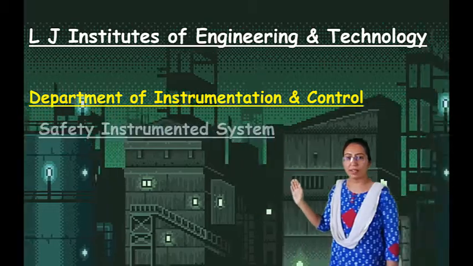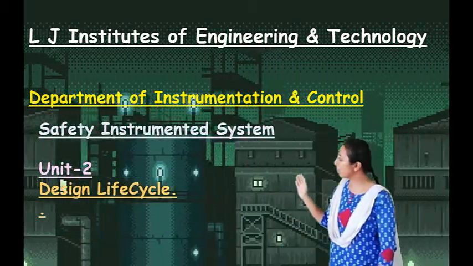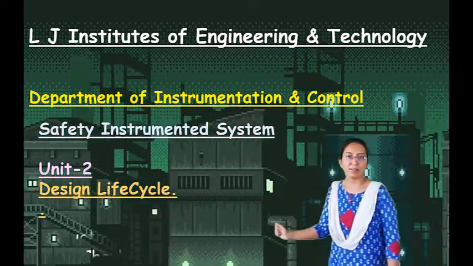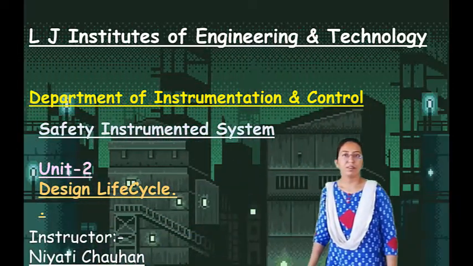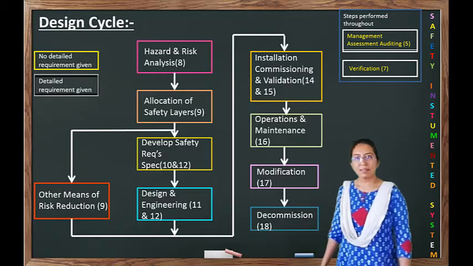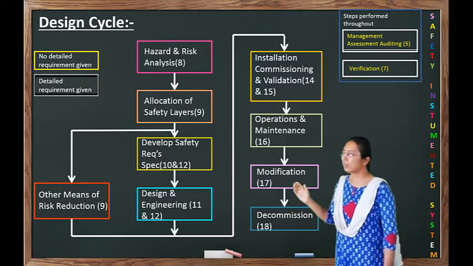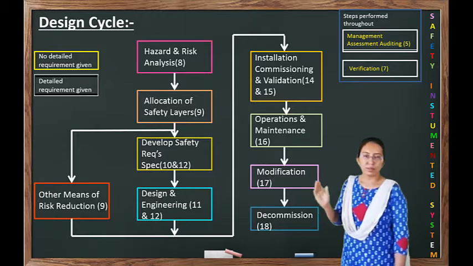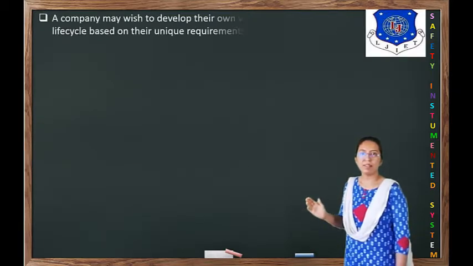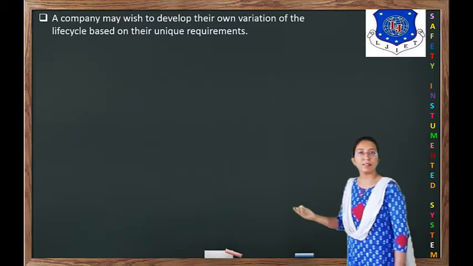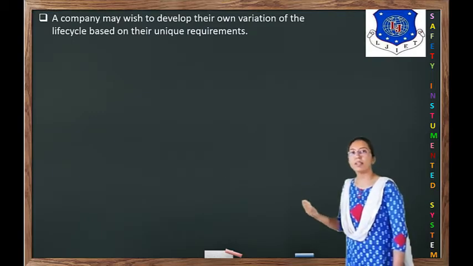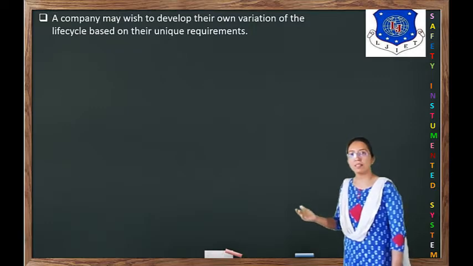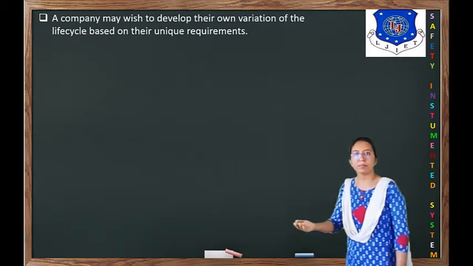Our subject is Safety Instrumented System, Unit 2, Design Life Cycle. In the last lecture, I discussed the design cycle. Today we will see the modified design cycle. So why do we require a modified design cycle? We will discuss it in detail.